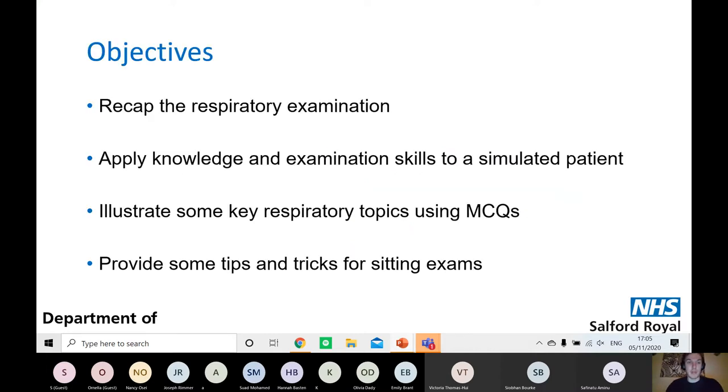So objectives for today, like last week, we're going to recap the exam, going to use the knowledge that you have already just to think about what you might find in the OSCE. We're going to go through some multiple choice questions, and then you're going to use those to just talk a little bit around some key topics in respiratory medicine. And we're going to hopefully provide a few tips and tricks along the way as well.